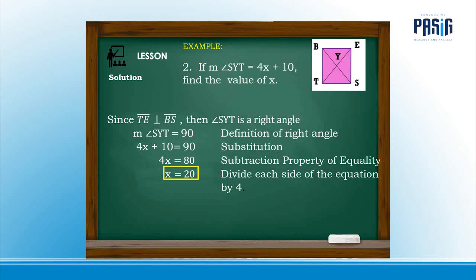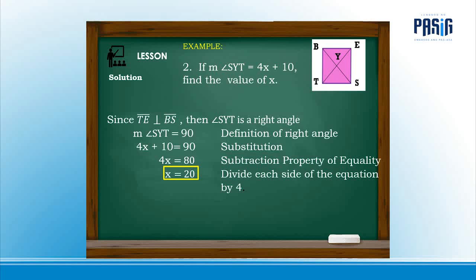And then let us now substitute. So 4x plus 10 is equal to 90. And then by subtracting 10 from both sides, 4x will be equal to 80. And then divide each side of the equation by 4 to solve for x. And therefore, x is equal to 20.